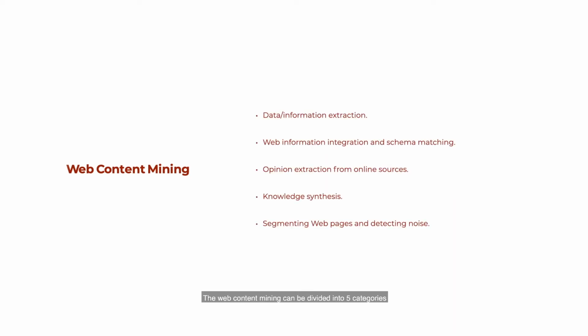Web content mining can be divided into 5 categories: data information extraction, web information integration and schema matching, opinion extraction from online sources, knowledge synthesis, segmenting web pages, and detecting noise. Our focus will be on data information extraction.